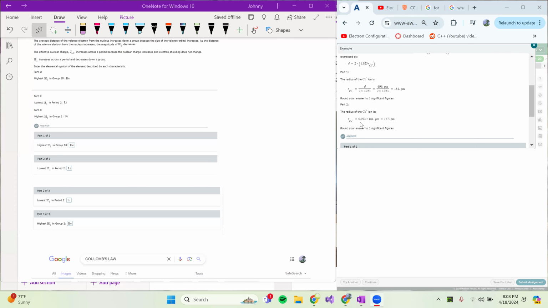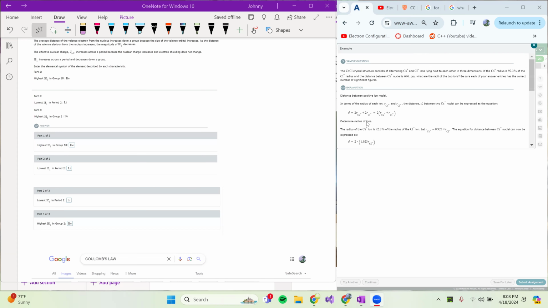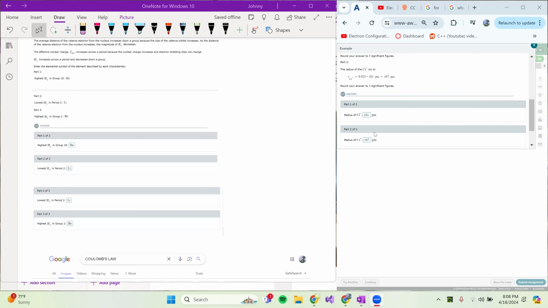After that, you just times your value by 0.923 from the problem. They told you that that atom's radius is going to be that amount of the other's radius, so you just multiply it to get it.